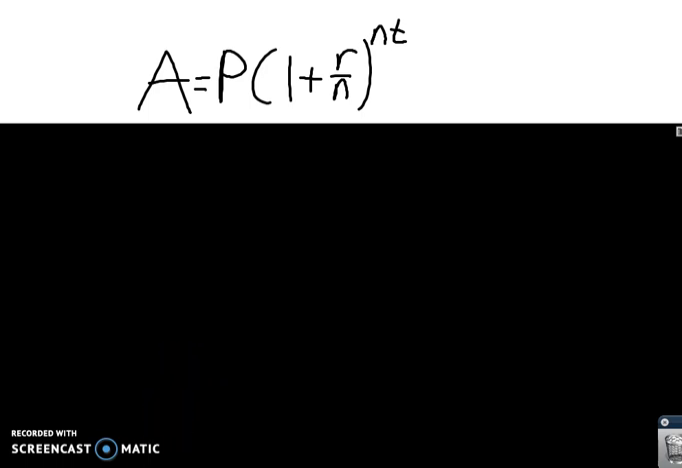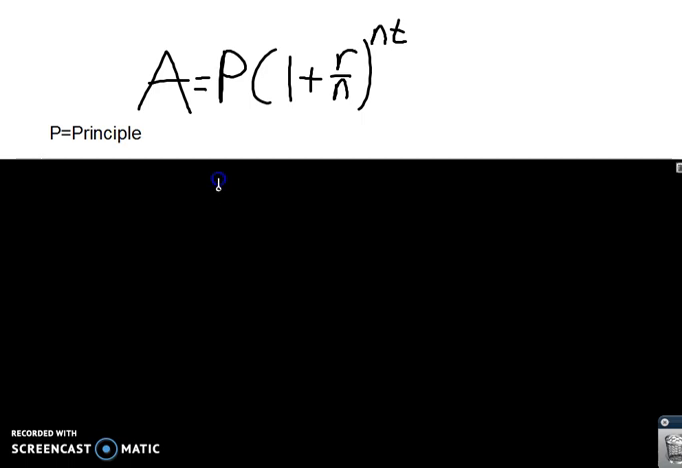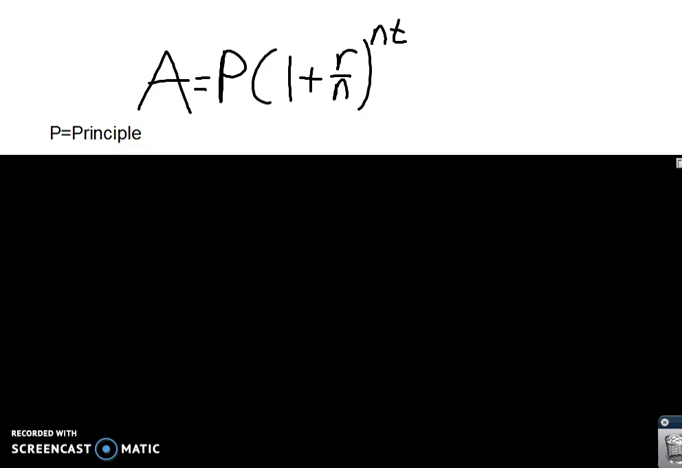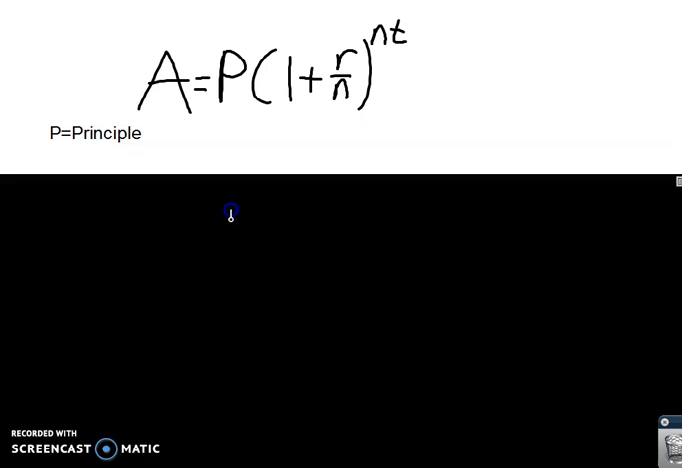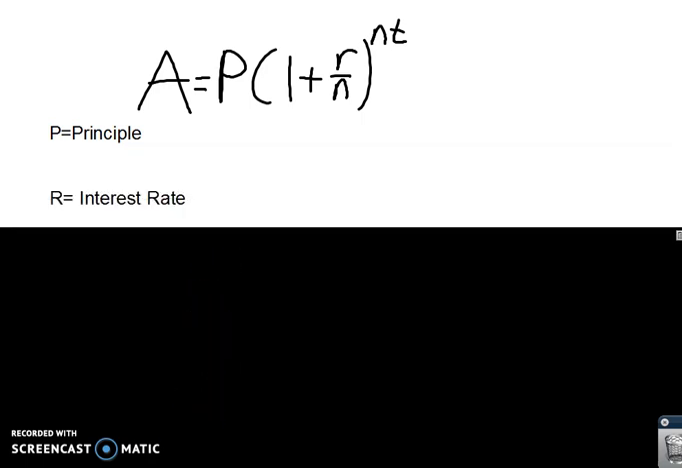Now, you've probably seen this before, but what do all these variables mean? Well, let's take a gander at them. P is your principal. It is the amount of money you deposit into the bank. So if I deposit $8,000, the principal will be $8,000. R is your interest rate.